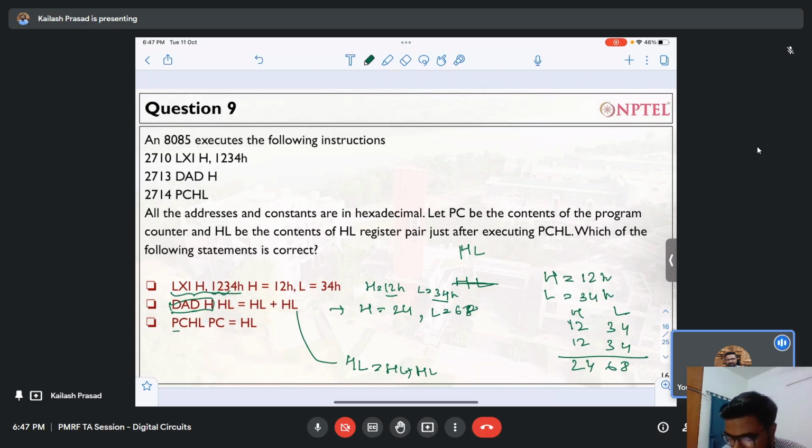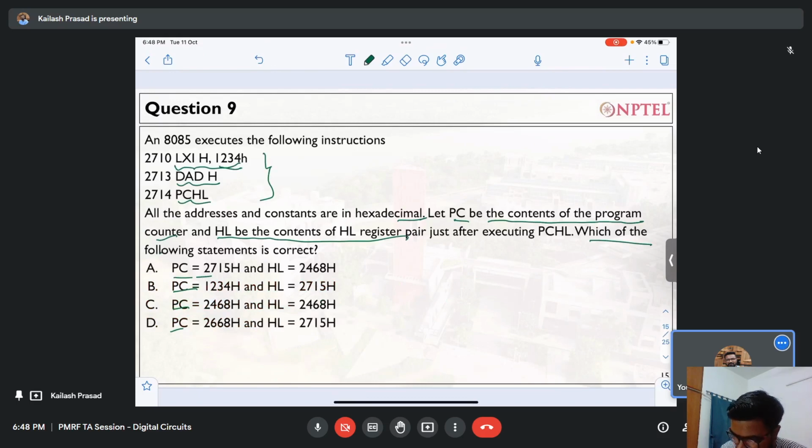And PCHL means whatever the value of HL is, just copy it into the program counter. So now PC will be 2468. So the value of PC after this is 2468 and HL is also 2468. So the answer here is C: the PC is 2468 and HL is 2468. Is that clear, everybody?